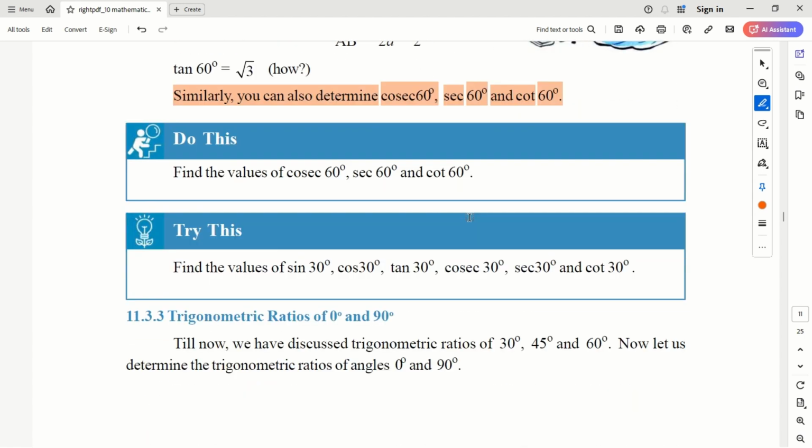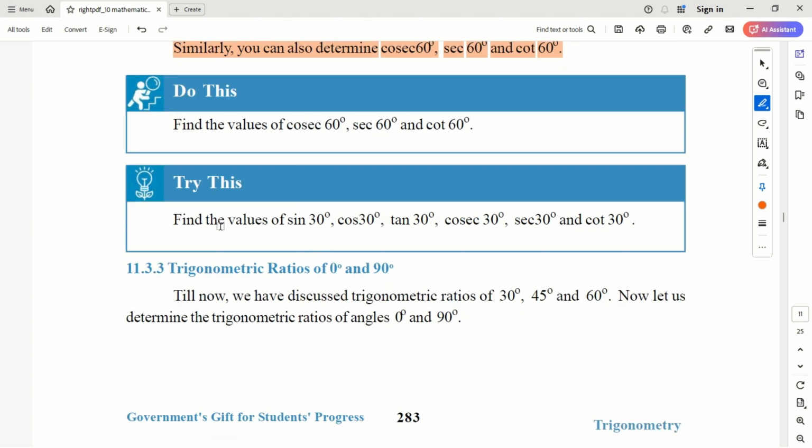Find the values of cosec 60, sec 60, and cot 60. This is simple actually. Sin 60 is root 3 by 2, so cosec 60 is 2 by root 3. Cos 60 is 1 by 2, so sec 60 is 2. Tan 60 is root 3 by 1, so cot 60 is 1 by root 3. Similarly, these values you can tell for 30 degrees also.